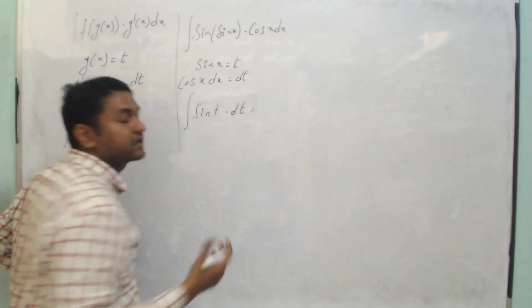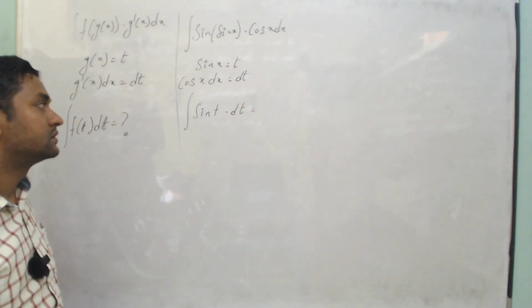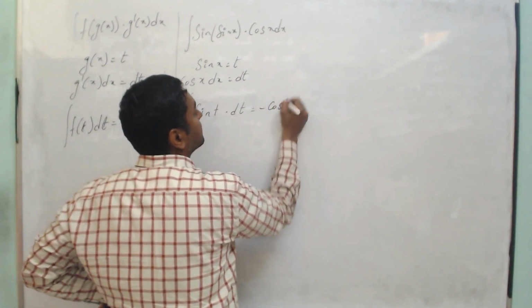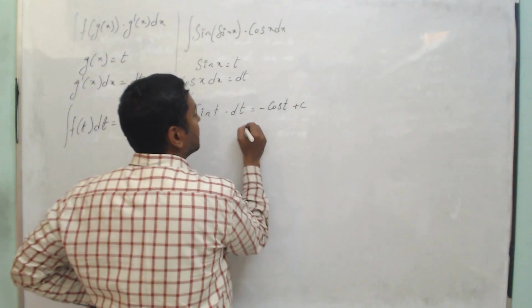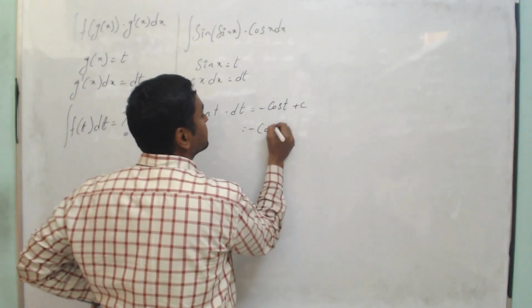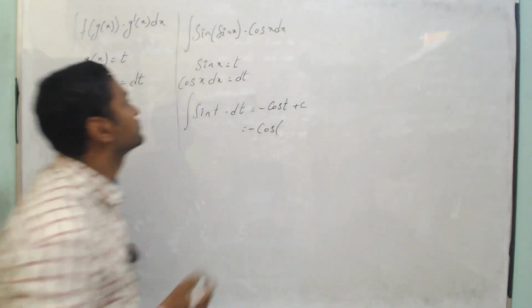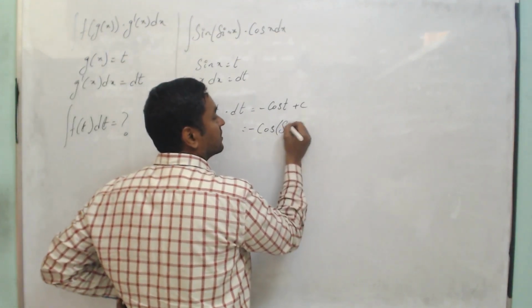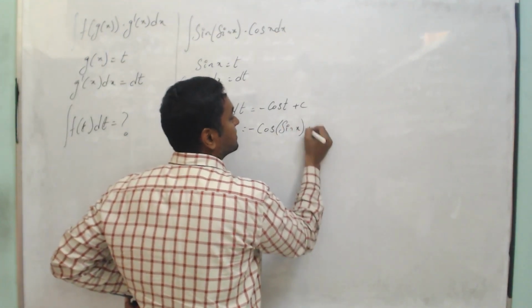What is integral sine t? Minus cos t. So the answer will be minus cos t plus c, and we have to write it in terms of x. So this is minus cos of t, which is nothing but minus cos x, right? Yes, sir. Is this clear?